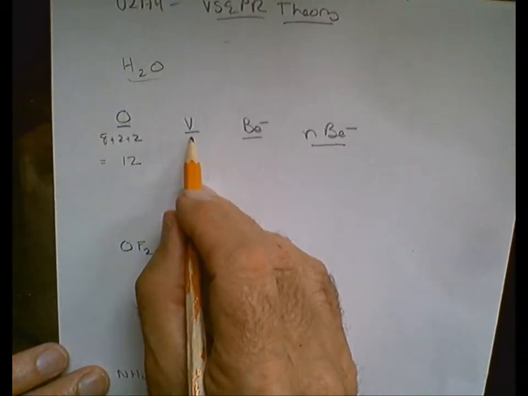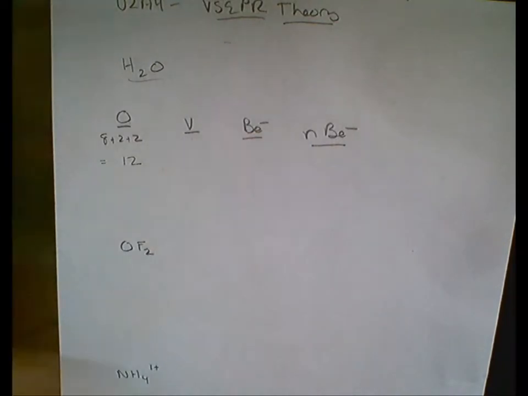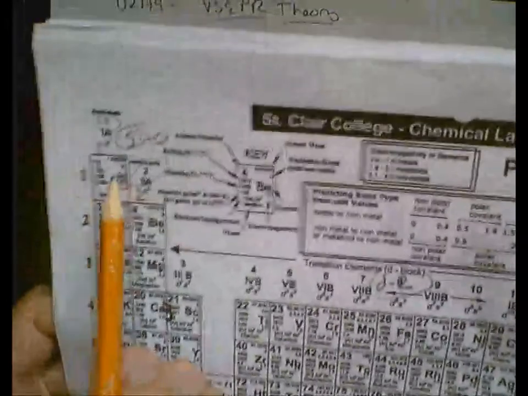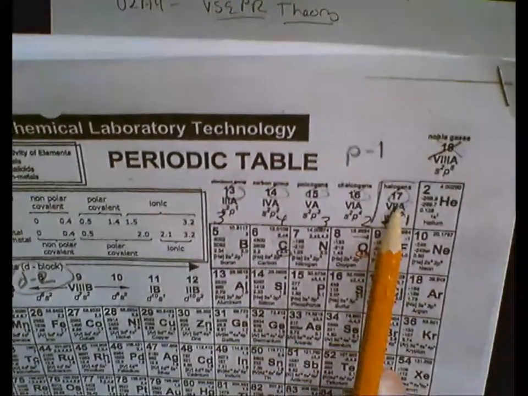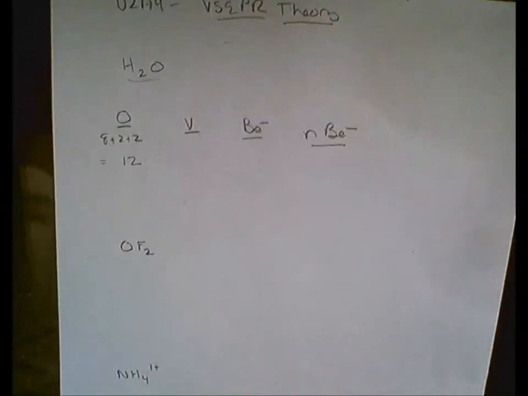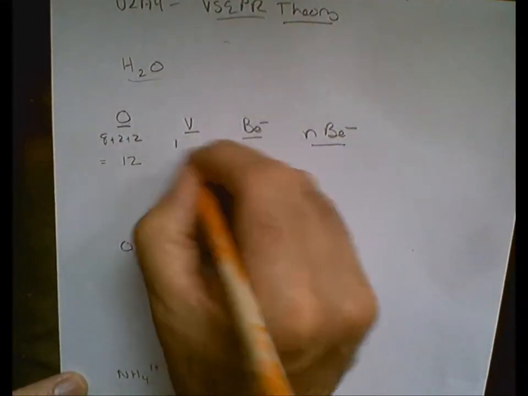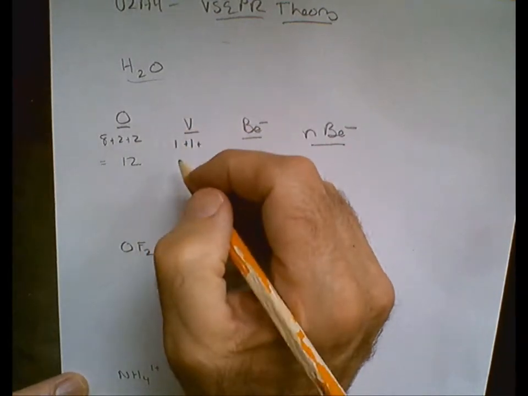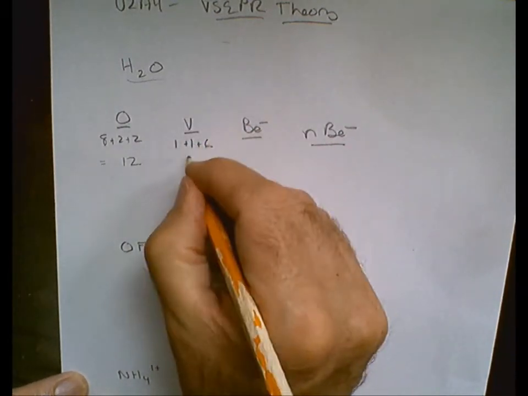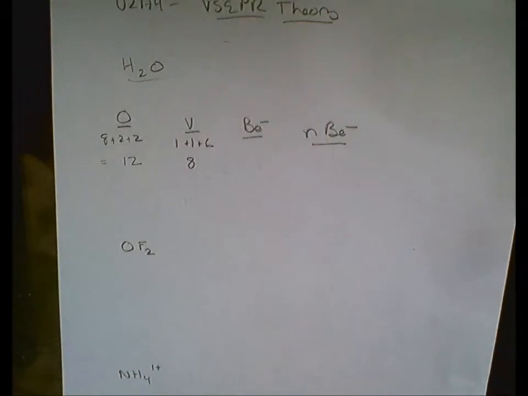Valence is the column you're in. So, column 1, 2, 3, 4, 5, 6, and 7. So hydrogen's in column 1. We've got 2 of those in column 1. Plus we have oxygen, which is in column 6. That's 8. You will always be working with even numbers. If you work with odd numbers, you've made a mistake.